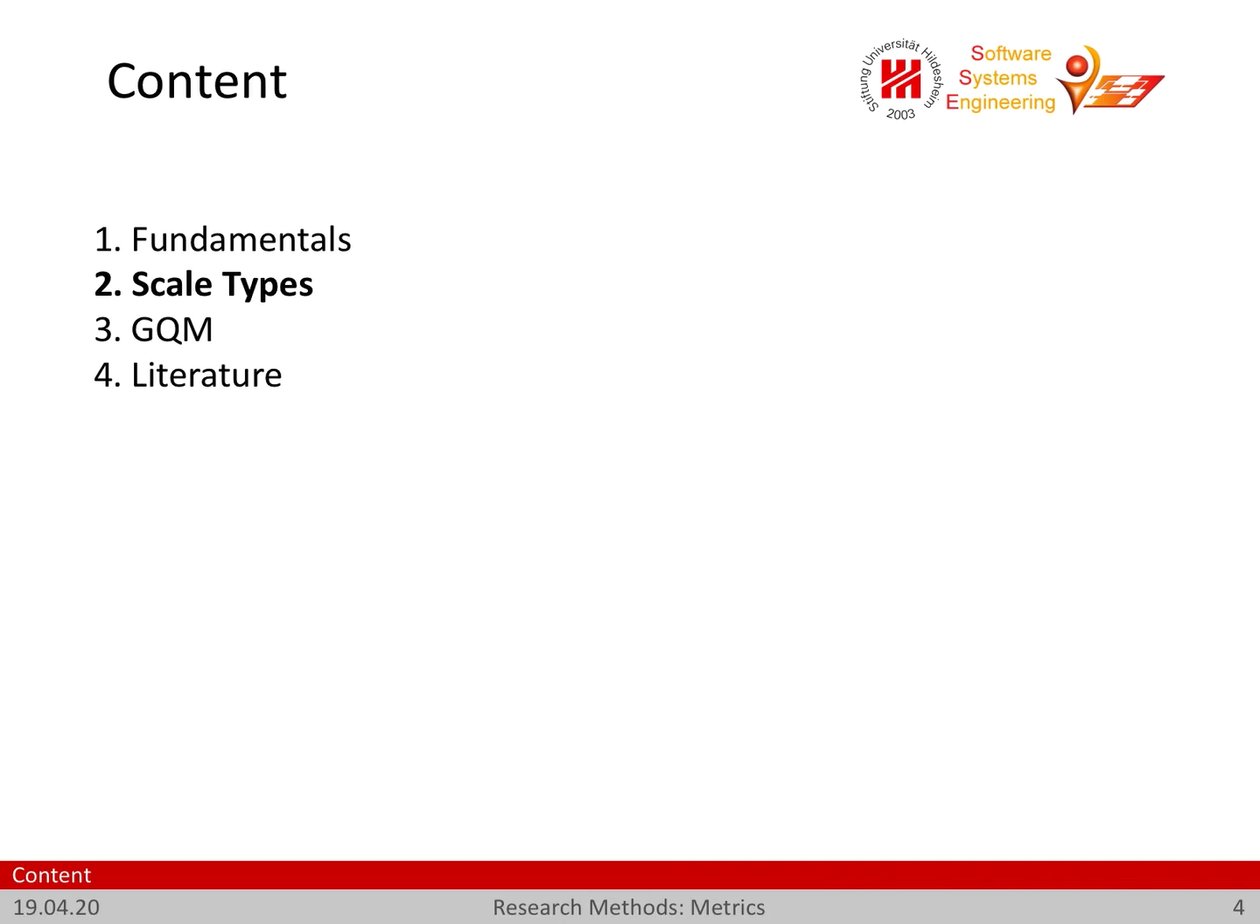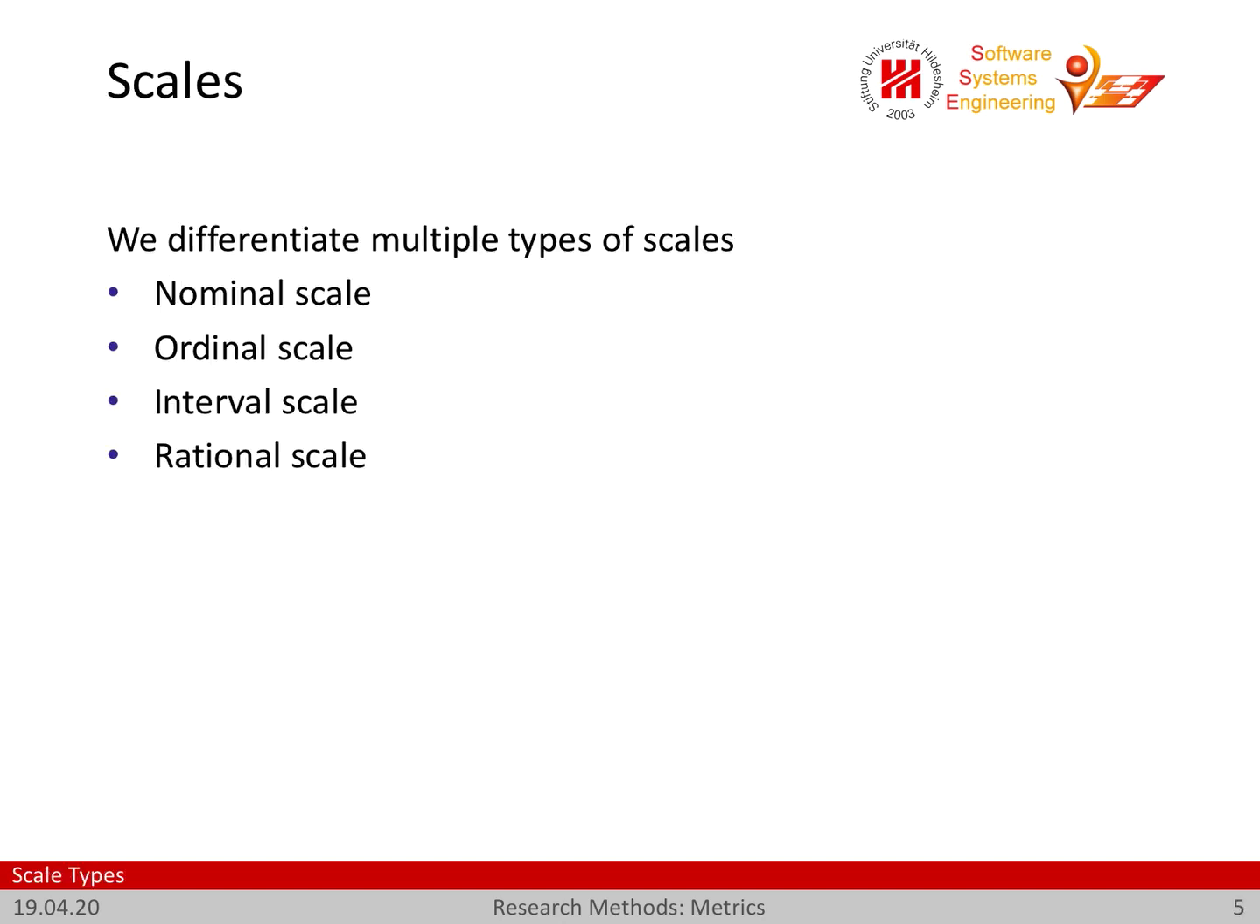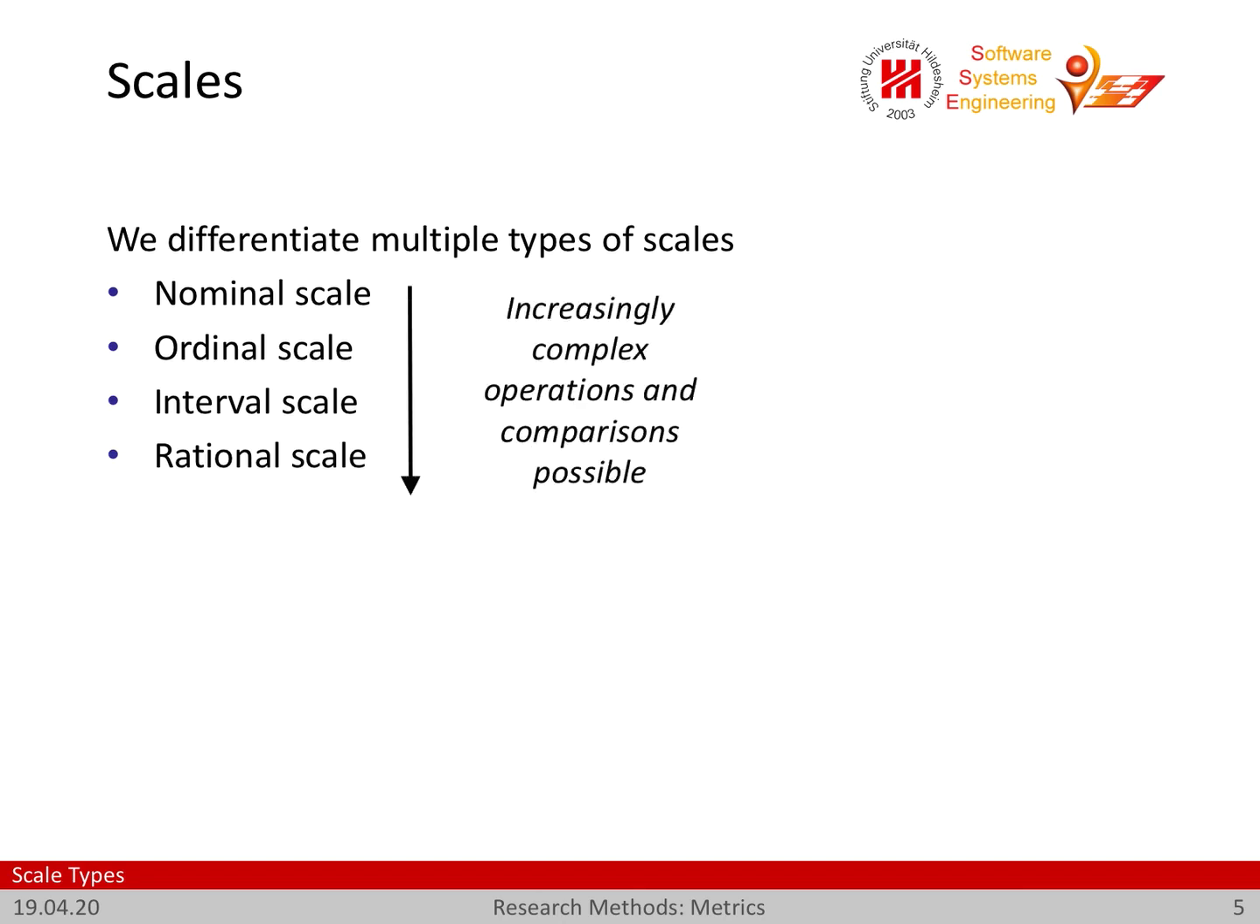Let's come now to the second part. We will discuss so-called scale types. We differentiate 4 different types of scales: a nominal scale, ordinal scale, an interval scale, and a rational scale. The different scales differ in terms of what kind of operations and comparisons are possible on values of these different scales. From top to bottom, more operations and more comparisons are possible.